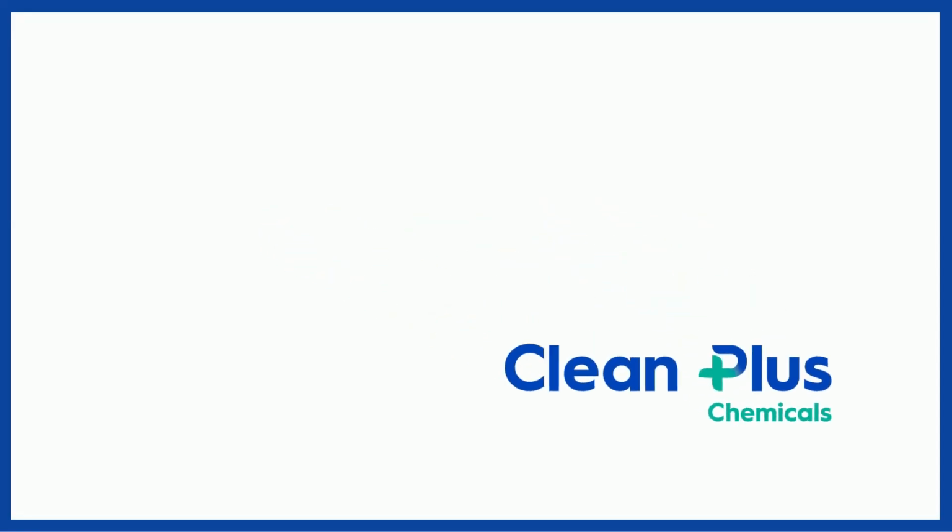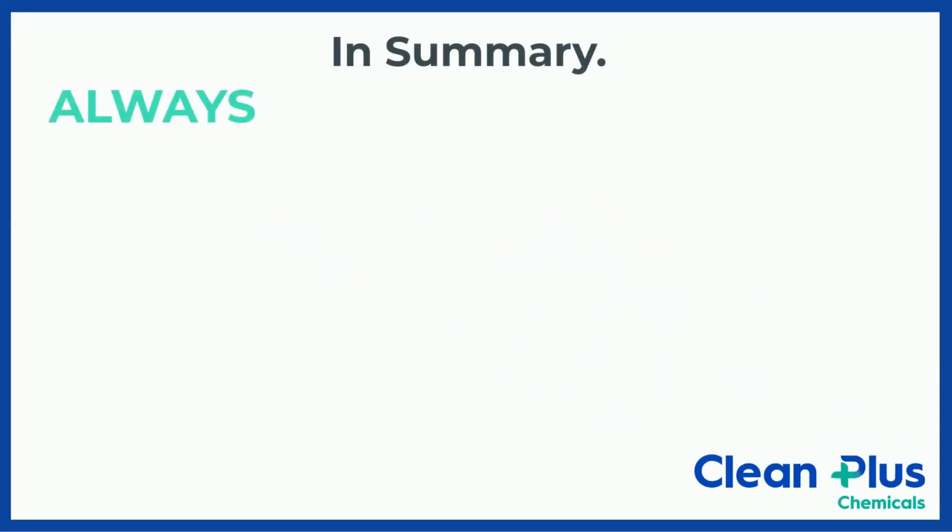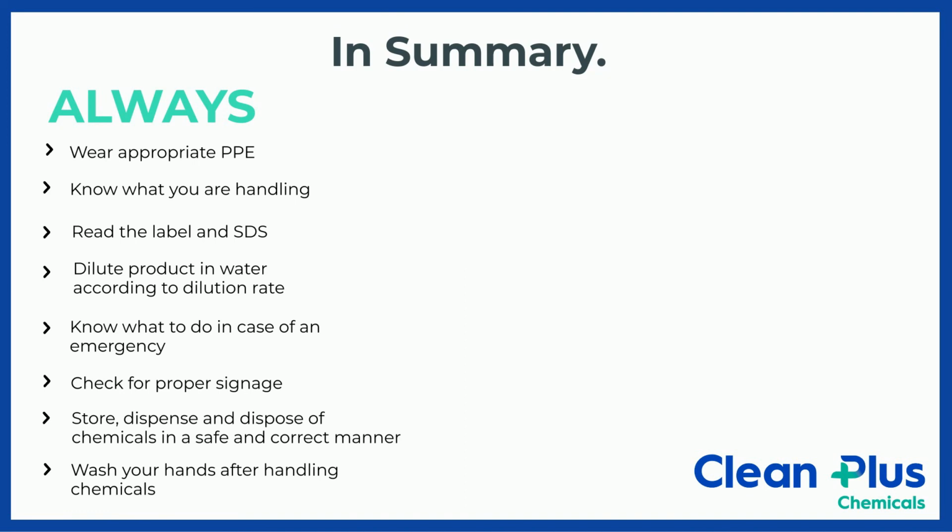In summary, always wear appropriate PPE. Know what you are handling. Read the label and SDS. Dilute the product in water according to the dilution rate. Know what to do in case of an emergency. Check for proper signage. Store, dispense, and dispose of chemicals in a safe and correct manner. Wash your hands after handling chemicals.